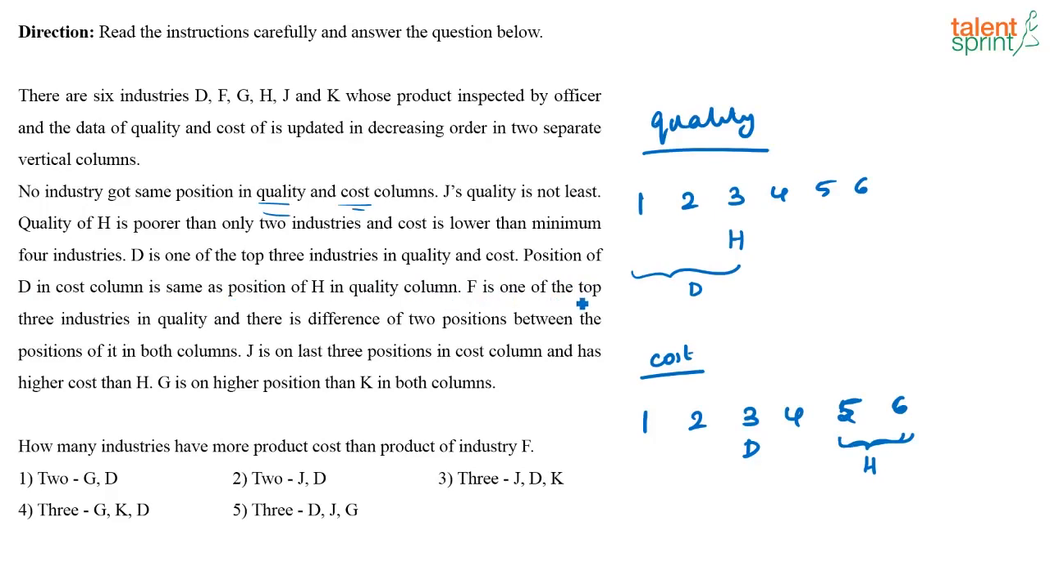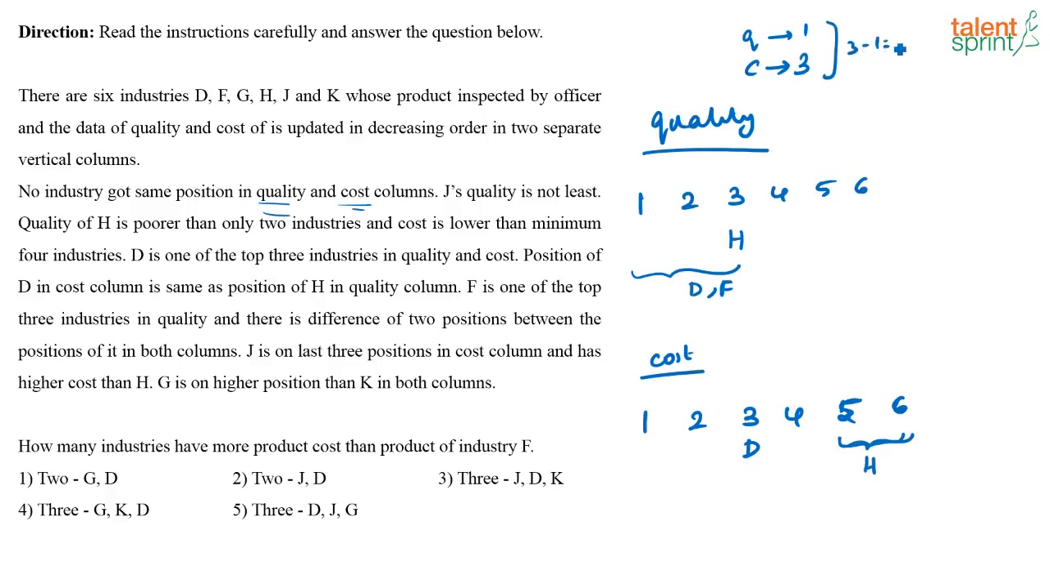F is one of the top 3 industries in quality, okay. So this first 2 positions has to be filled by either D or F. Now we don't know who's going to come where. Now F is one of the top 3 industries in quality, and there is a difference of 2 positions between the positions in both columns. That is, for example, if I say position of F is 1 in quality, then what is the position of F in cost? It is going to be 3, right?